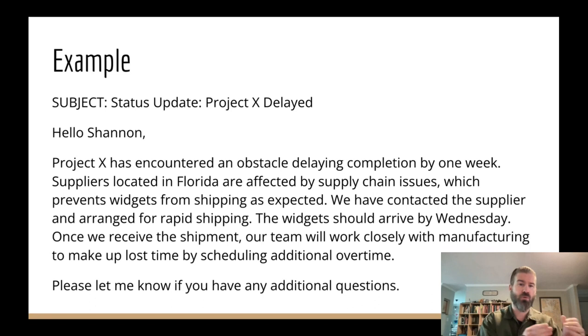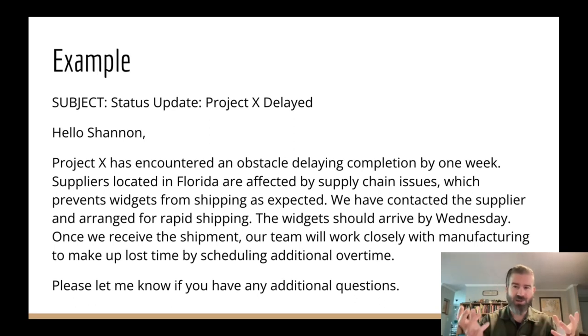Suppliers located in Florida are affected by supply chain issues, which prevents widgets from shipping as expected. Now, again, I'm focused on explanation, not excuse. I'm not saying, hey, it's not my fault, those guys in Florida, they don't know what they're doing. I'm keeping it very professional here and saying, look, things are out of anybody's control. There's supply chain issues. They're not getting it here in time. That's the issue. That's what's delaying things a week.